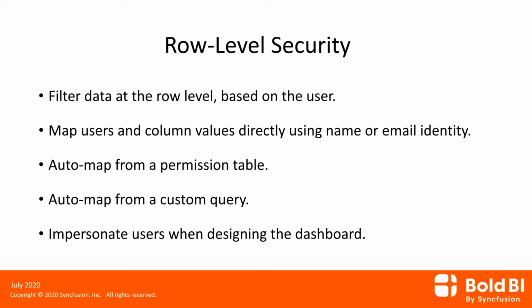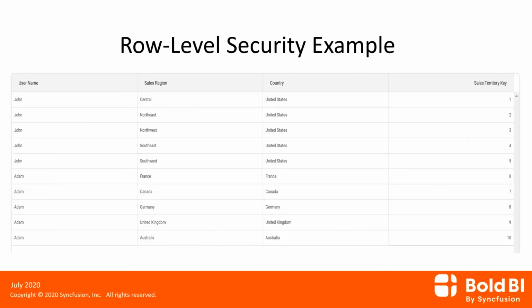Before going into the application, I'll just show you a simple example on how a row level secured data would look like. So this is a simple table. As you see here, I have two users who could be sales representatives. John here is looking into sales for all the United States region, and Adam is looking into rest of the countries. So when I create a dashboard for them, when John logs in, he has to see only the data that is meant for United States.